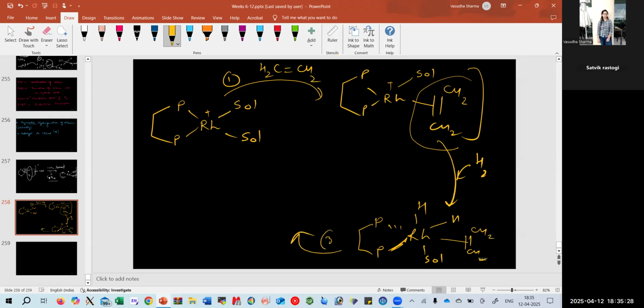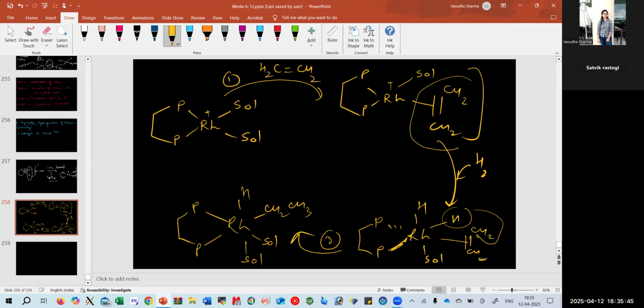Now the insertion would happen, this hydride is going to bind with your system here and it would end up making HCH2, CH3. Since the coordination site would be free, it would again have the solvent back because it is there in the system. And ultimately, since these two are in cis position, it would release the product as CH3, CH3, and you will be left with your active catalyst, which is this.